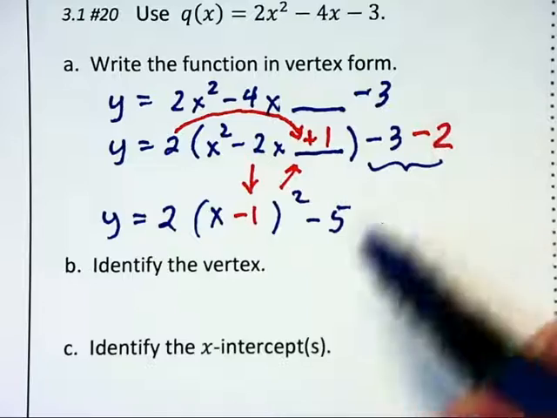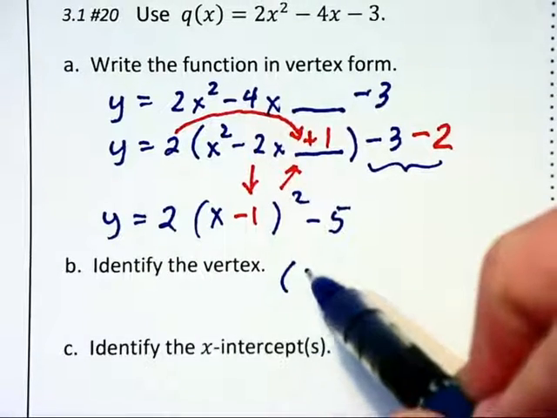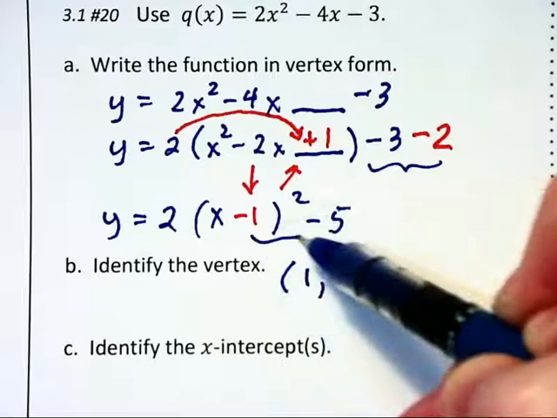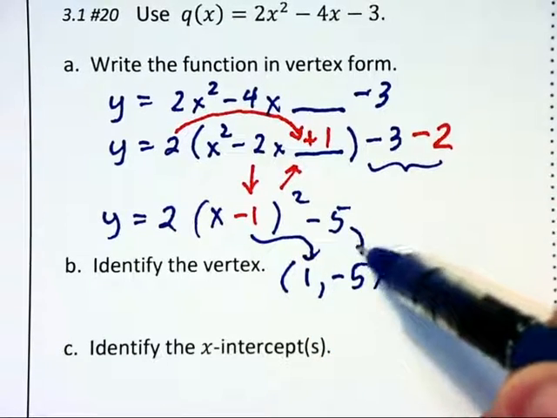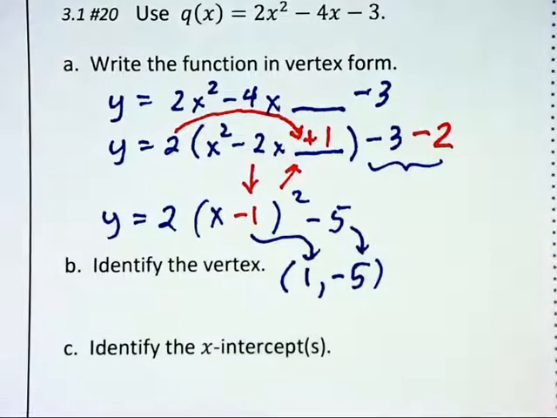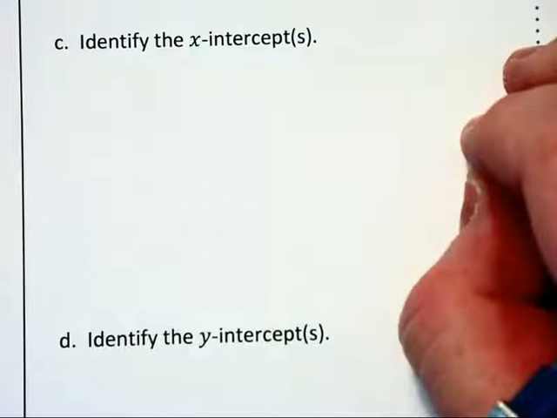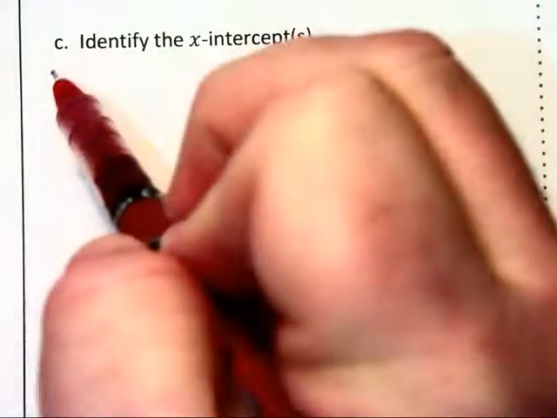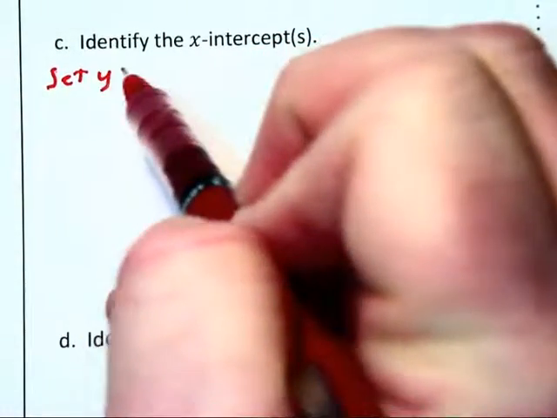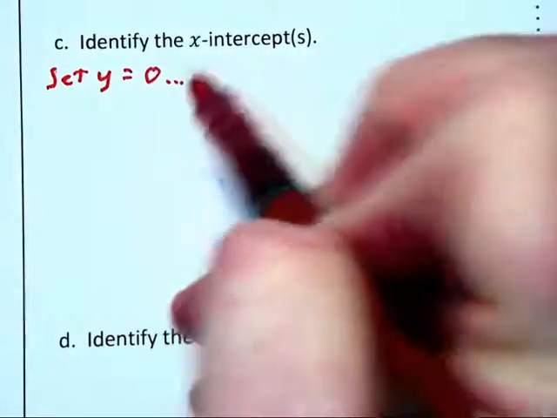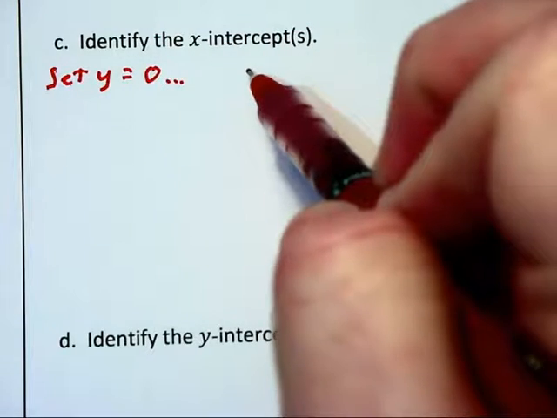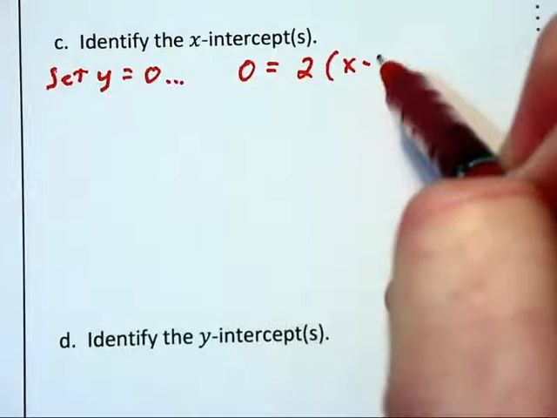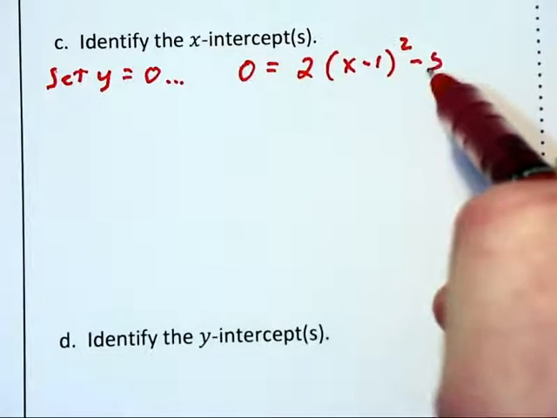And we can easily identify the vertex to be at positive 1, negative 5, and we get that positive 1 by changing the sign of that negative 1 that's coming out of the parentheses. To identify the x-intercepts, we always want to set y equal to 0. And I'm going to go to the completed square form. 0 is equal to 2 times x minus 1 squared minus 5.